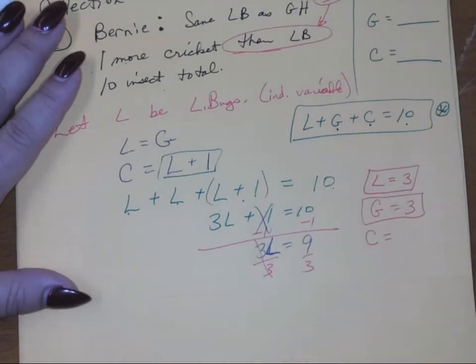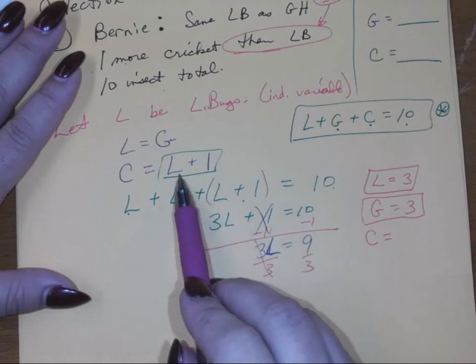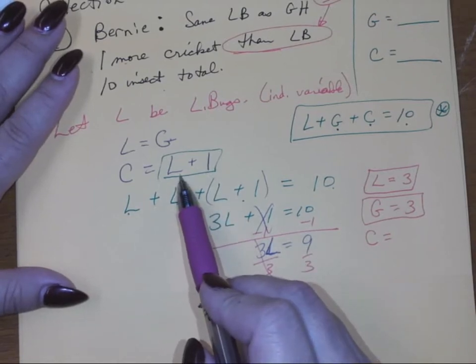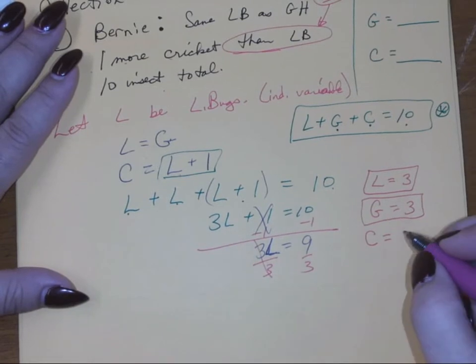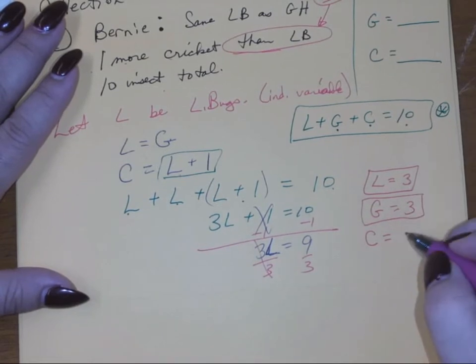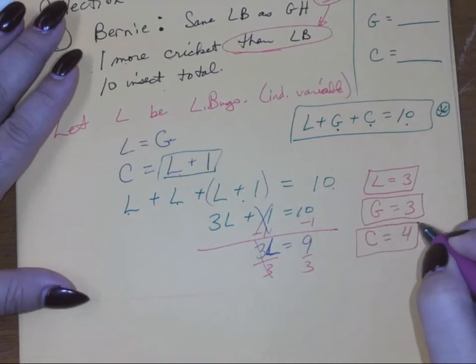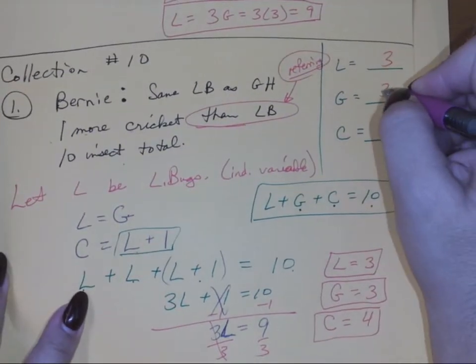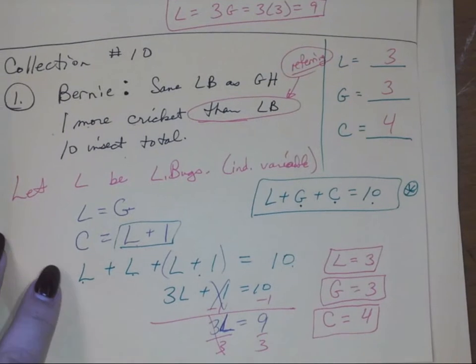Well, they're kind of being a little bit tricky because they say the crickets is ladybugs plus 1. But you could just as easily use grasshoppers, right? Because we know they're interchangeable. But I'll use ladybugs plus 1. 3 plus 1 is 4. And when I do my little arithmetic thought process there, 3, 3, and 4, I know 3 plus 3 plus 4 is 10. So that does give me the total amount that I'm after. So all of that is lovely, right?